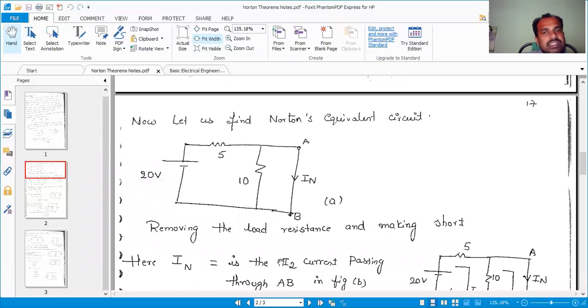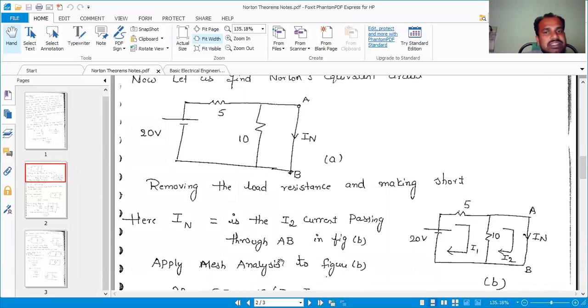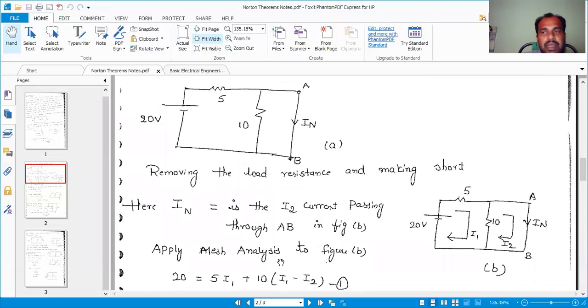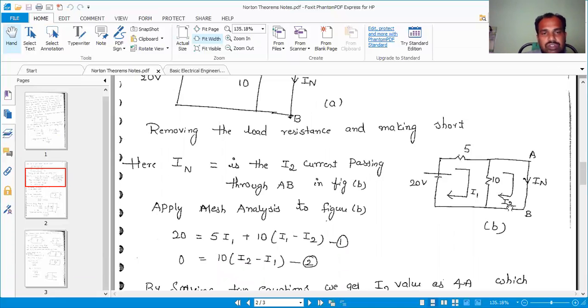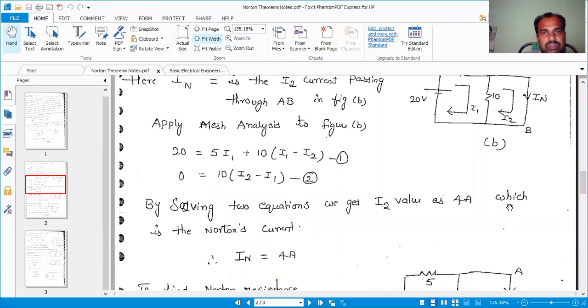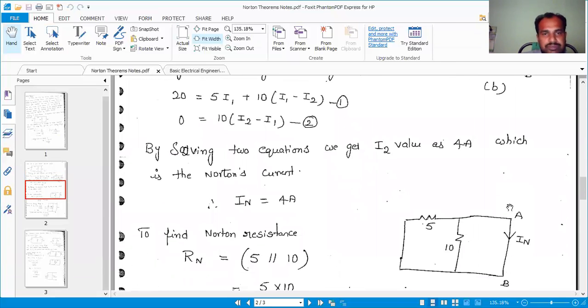Now the Norton equivalent. Removing the load resistance, which is 6 ohms, the IN is the current I2 passing through the branch AB in figure B. Okay, applying the mesh analysis, the first equation is 20 equals 5 into I1 plus 10 into I1 minus I2, and the second equation is 10 into I2 minus I1 equal to 0. Now solving the two equations for I1 and I2, the I2 value is 4 amperes, which is the Norton current.